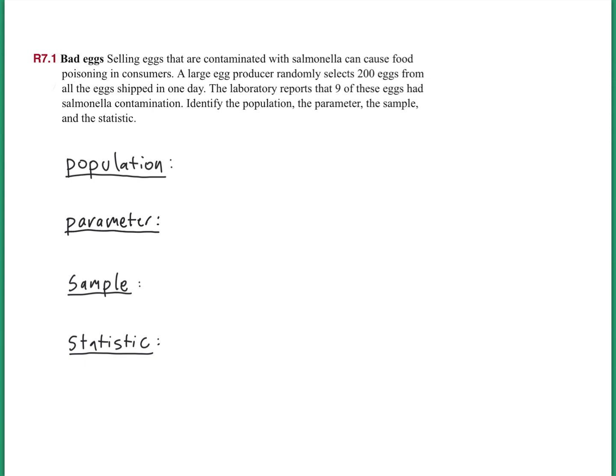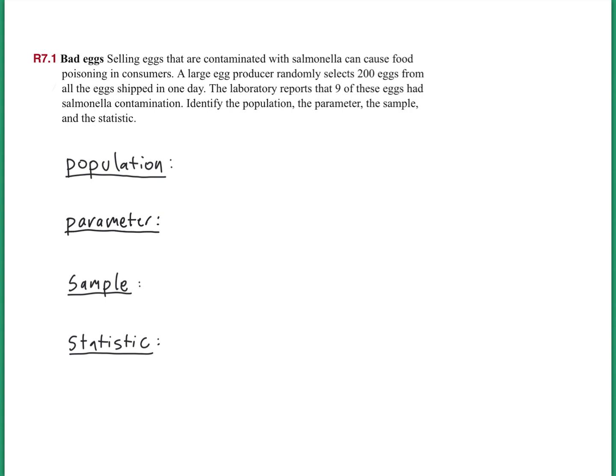Okay, for the first one, they say selling eggs that are contaminated with salmonella can cause food poisoning in consumers. A large egg producer randomly selects 200 eggs from all the eggs shipped in one day. The laboratory reports that 9 of these eggs had salmonella contamination. Identify the population, the parameter, the sample, and the statistic.